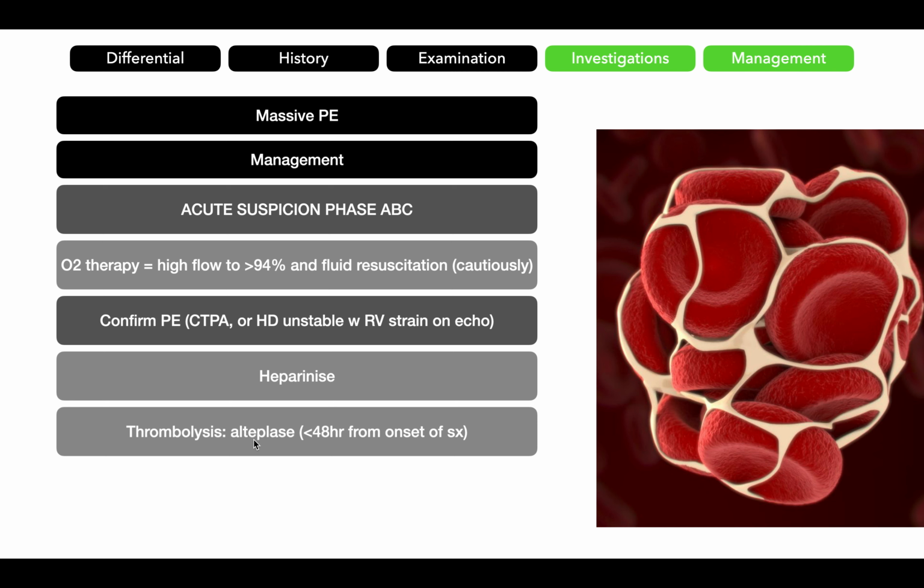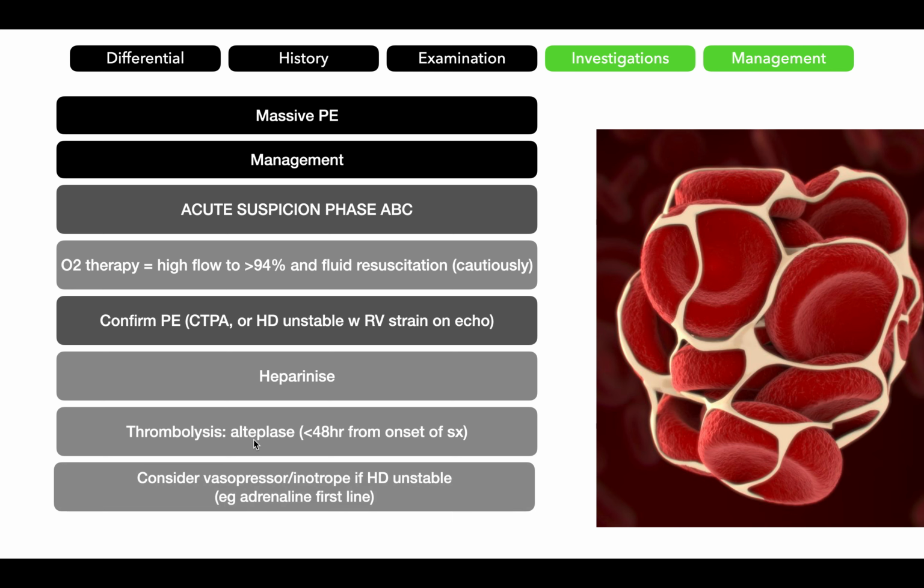So alteplase is a tissue plasminogen activator, and plasminogen busts the clot. It breaks down fibrin. You need to make sure this is initiated less than 48 hours from onset of symptoms. And you can consider inotropic therapy. So positive inotropes increase the contractility of the heart.